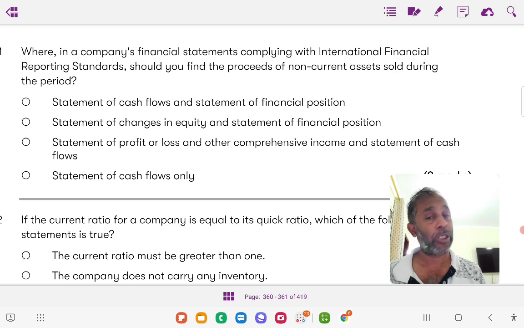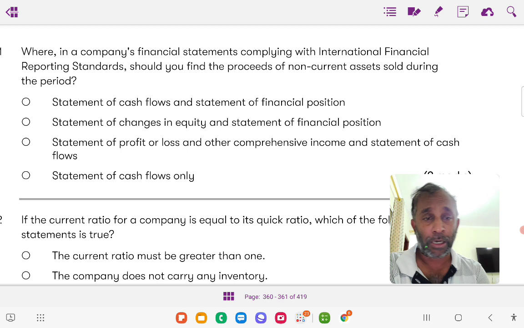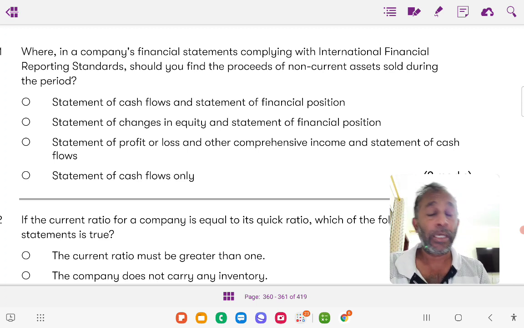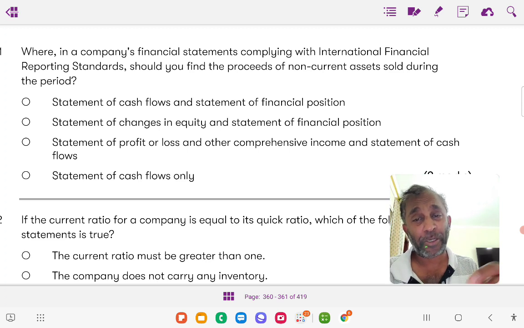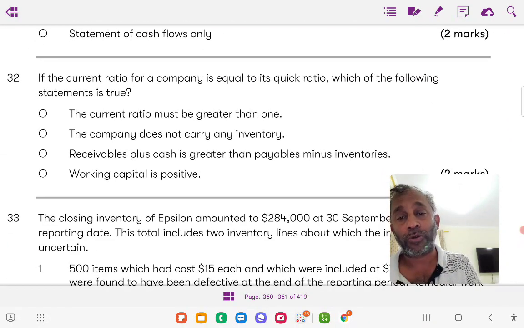Statement of changes in equity, no, there we won't be taking anything of proceeds from the sale of non-current assets. We will not be taking it to the statement of changes in equity, neither the statement of financial position. Statement of profit or loss, remember, in the statement of profit or loss, what you show is the profit or loss on disposal. But the question is, they are saying proceeds of non-current assets. So we will not be showing it there either. The answer is actually statement of cash flows only.